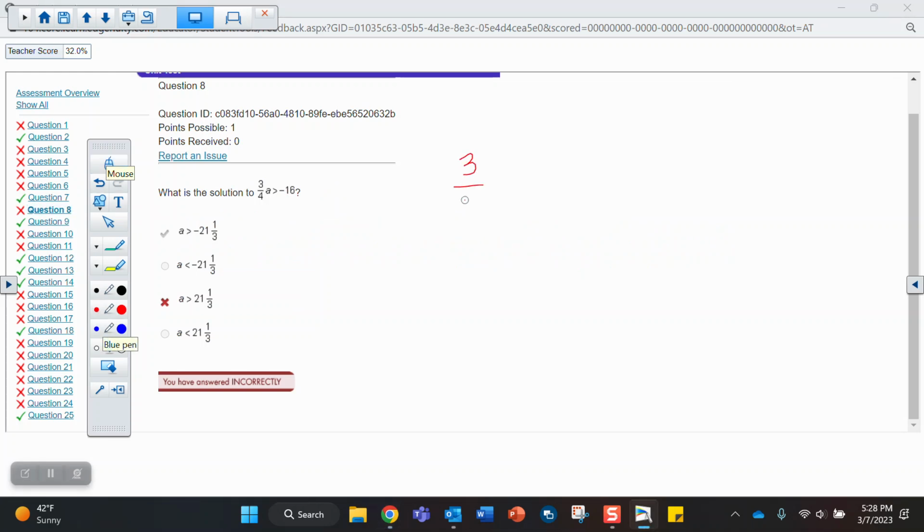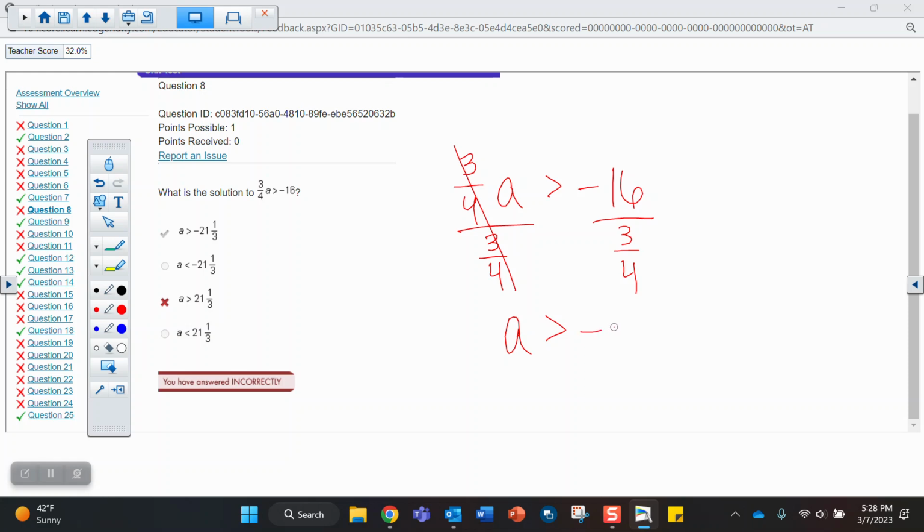This one just asks for the solution. So we are multiplying by 3/4, so now we're going to divide by 3/4 on both sides. That's what cancels, so I can get the variable by itself. 3/4 is actually 0.75, so we could put that in a calculator. Remember that the 16 is negative, so negative 16 divided by 0.75.